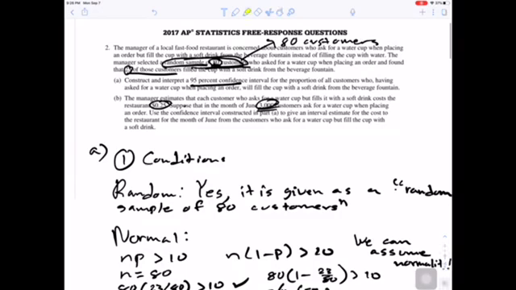So let's go ahead and solve B. It asks, the manager estimates that each customer who asks for a water cup but fills it with a soft drink costs the restaurant 25 cents. Suppose that in the month of June, 3,000 customers asked for a water cup when placing an order. Use the confidence interval in part A to give an interval estimate for the cost of the restaurant in the month of June from the customers who ask for a water cup but fill the cup with a soft drink.